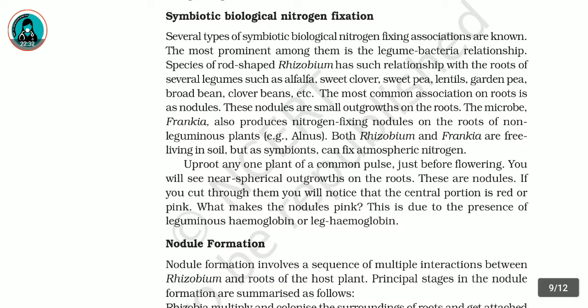Uproot any one plant of the common pulse just before flowering. You will see near spherical outgrowths on the roots. These are nodules. If you cut through them, you will notice that the central portion is red or pink. What makes the nodules pink? This is due to the presence of leguminous hemoglobin or leghemoglobin.